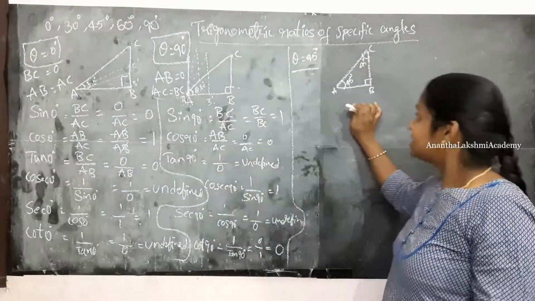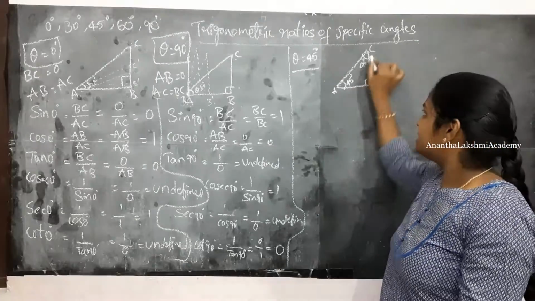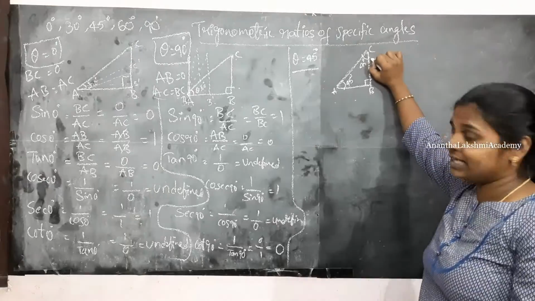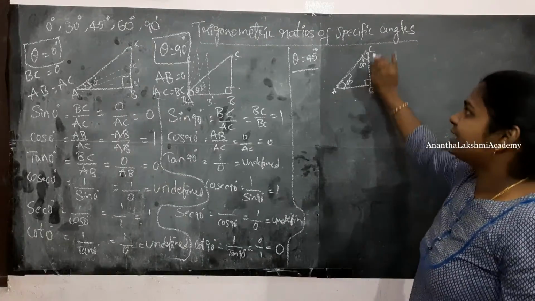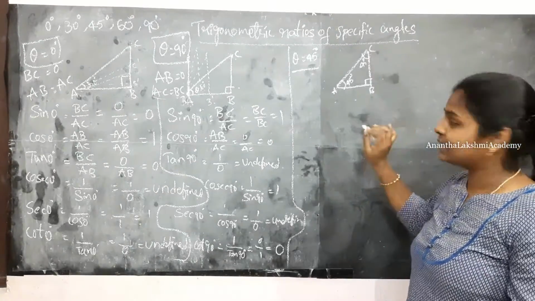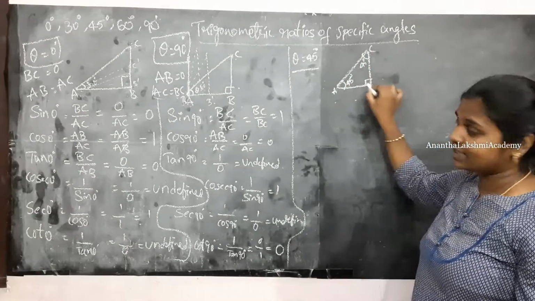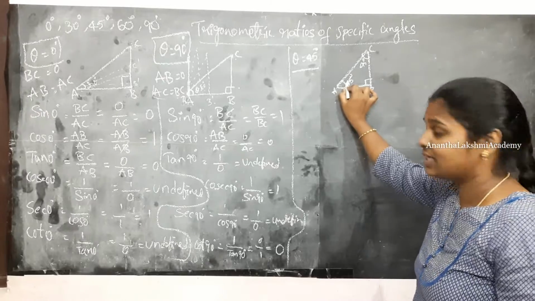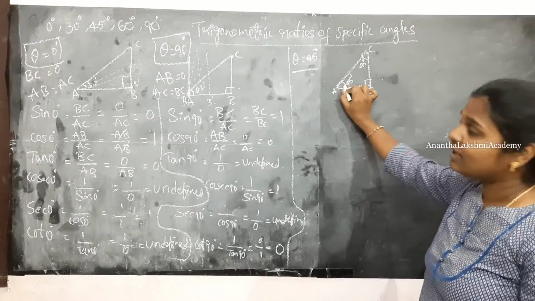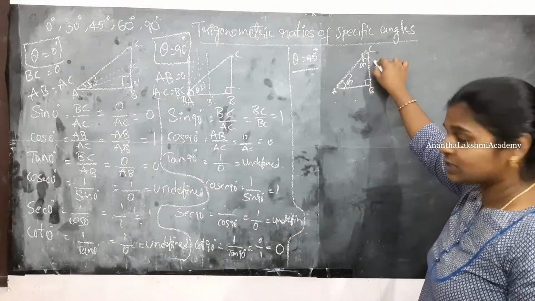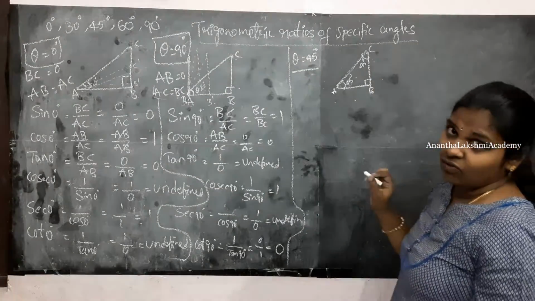Since this is a right angle, how has this angle become 45 degrees? We know that the sum of all three angles in a triangle is 180 degrees. One is 90 degrees and the other is 45 degrees. So 90 plus 45 is 135. 180 minus 135 is nothing but 45. So hence angle C is 45 degrees.